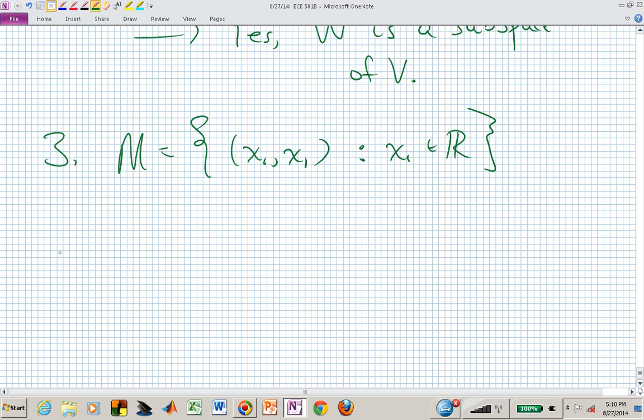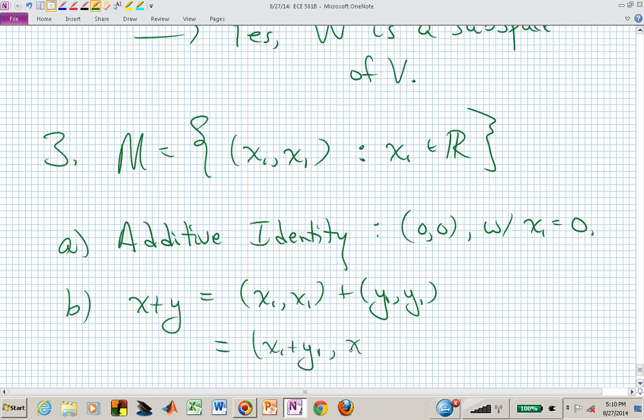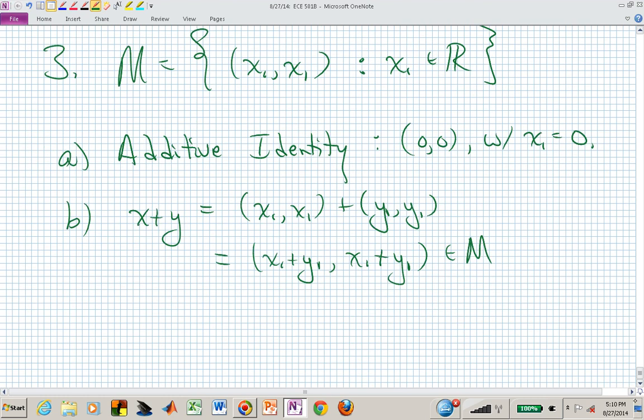Now we have x1 comma x1, and is that a subspace? Yes. It satisfies the additive identity, meaning we can pick the ordered pair 0, 0 with x1 equal to 0. We have x plus y equaling x1, x1 plus y1, y1. That keeps us on the 45-degree line. This is now x1 plus y1, comma x1 plus y1, which is an element of M.